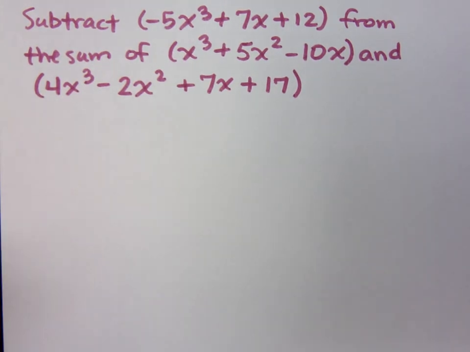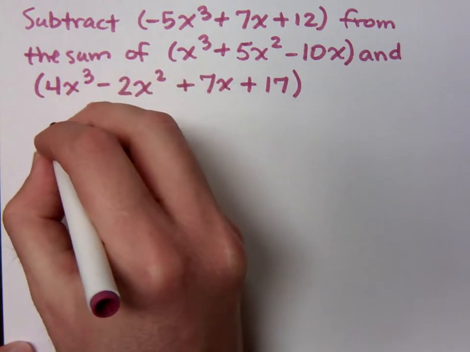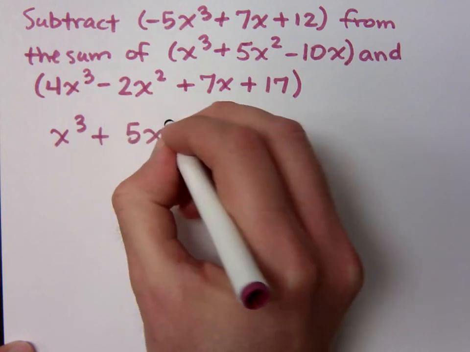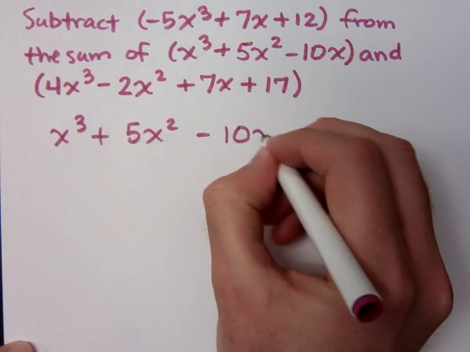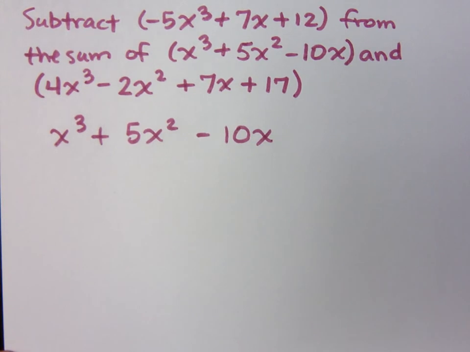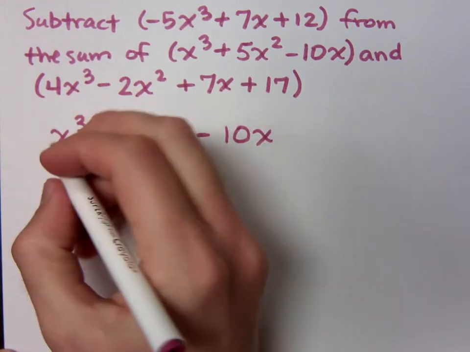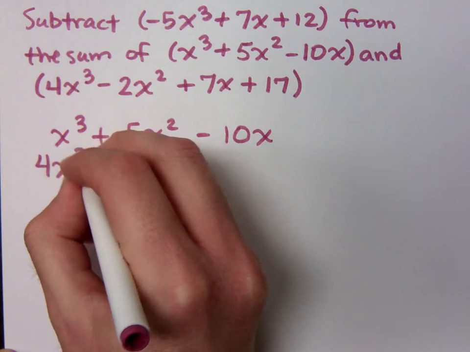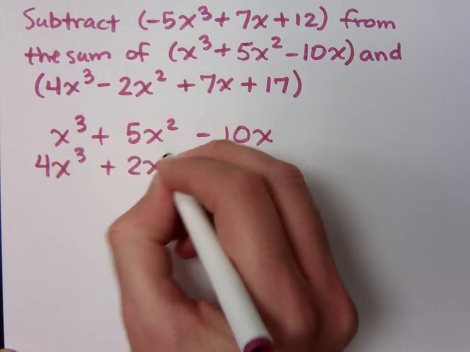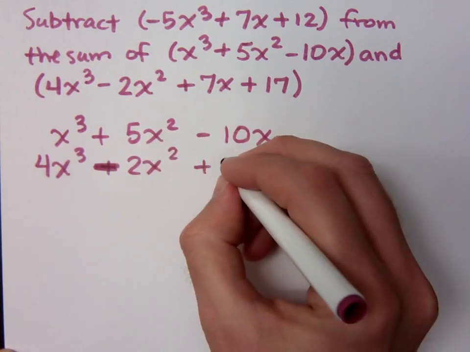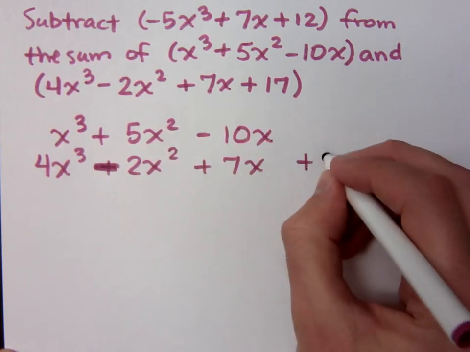Now, a little bit differently than what we did yesterday, I want you to line these guys up in columns. So if I want to take this first polynomial, x to the third plus 5x squared minus 10x, okay? I'm going to line up the other polynomial underneath it where you have columns that are your like terms. So I want to add it to this guy right here. So that's 4x to the third, minus 2x squared, plus 7x and then plus 17.